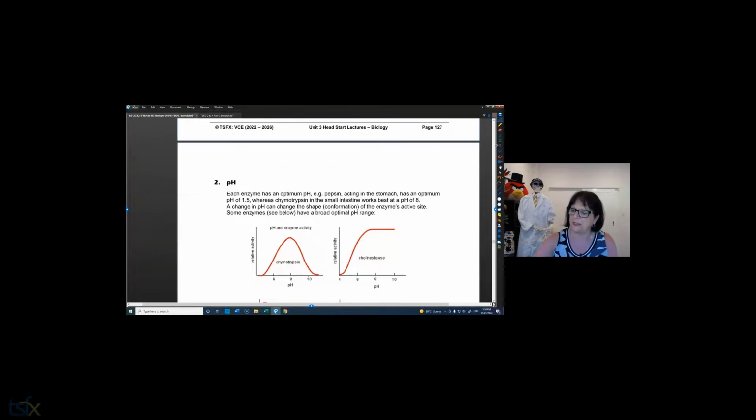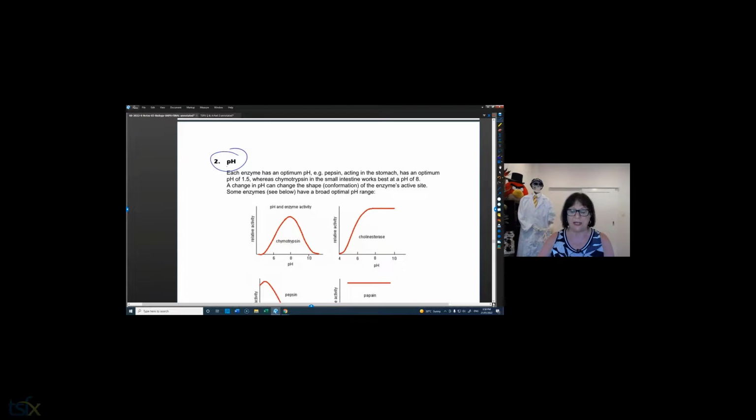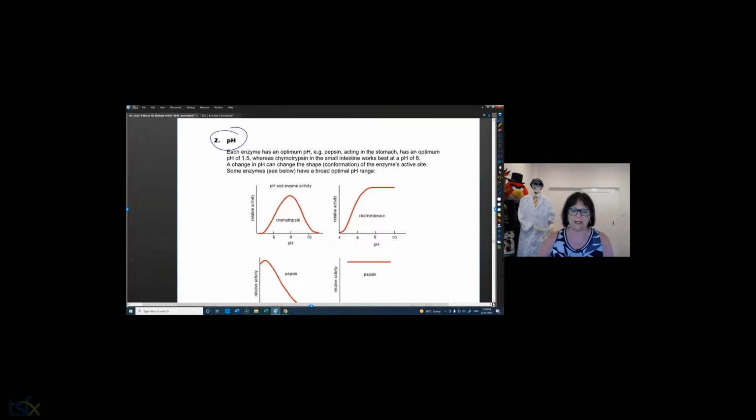Just to finish off, some of the other things, pH. Now, every enzyme in humans doesn't have the same pH. Optimum pH depends on location. In your stomach, the pH is 2, very acidic. So the enzymes work best there at 2. In your mouth, it's about 7.5. In your small intestine, it's about 8 or 9. Enzymes work in different locations at different pHs.